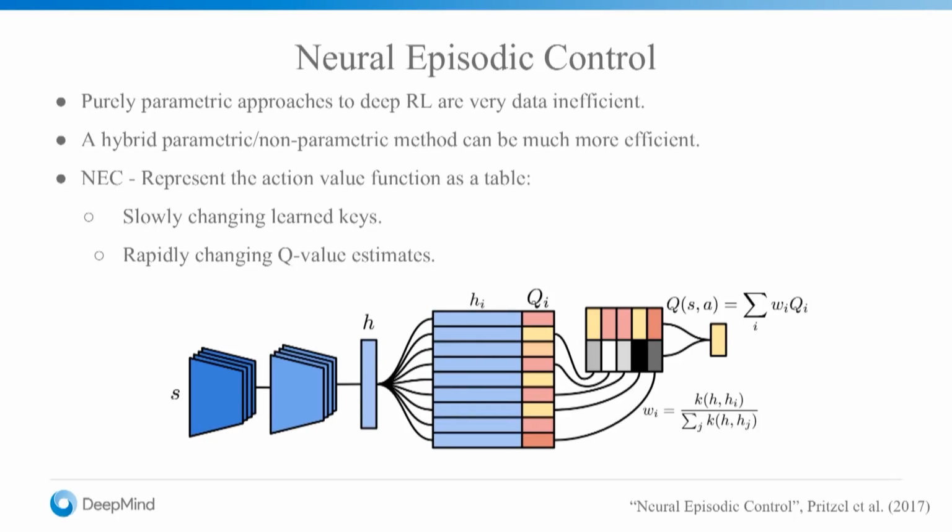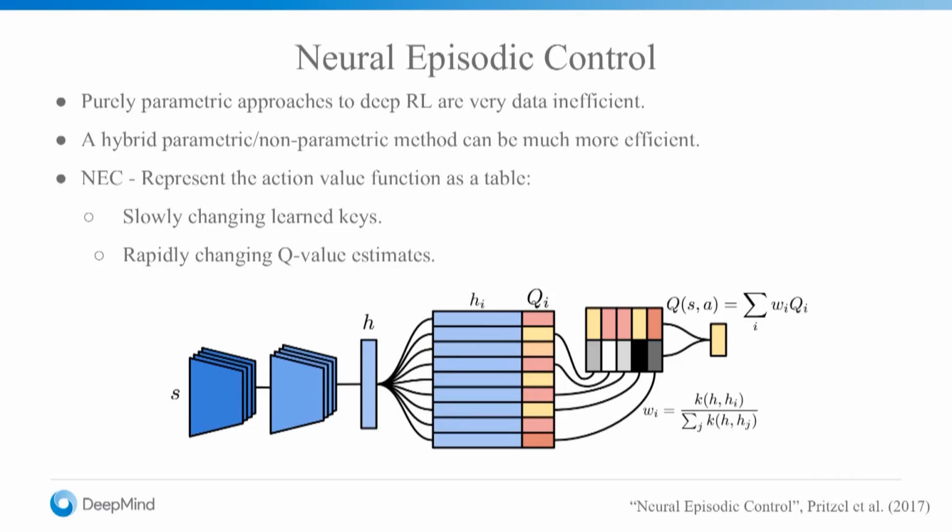And to produce an actual estimate for a state, when you have to produce Q values for your current state, you look at your memory and compare your current state to all the states in your key value store, and find maybe the 50 most similar ones. Then you produce weights for these 50 most similar memories based on some kernel distance, and you take a weighted sum of the Q values in this store.